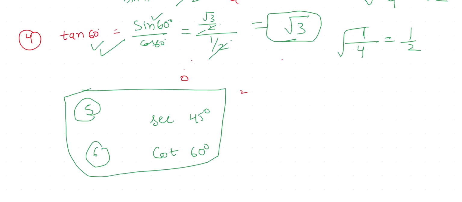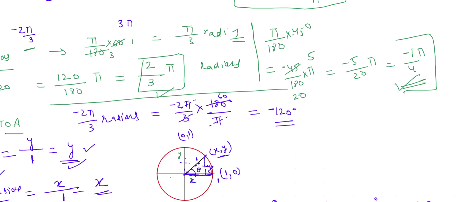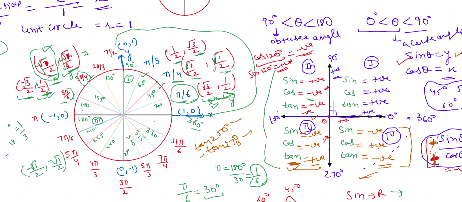So this was our today's topic: how radians can be converted into degrees and degrees into radians. Secondly, we have discussed the angles in different quadrants, and what will be its value, whether it will be positive or negative. Clear? Thank you.